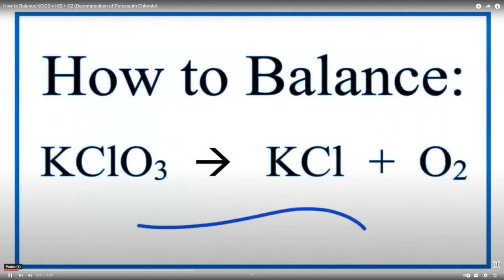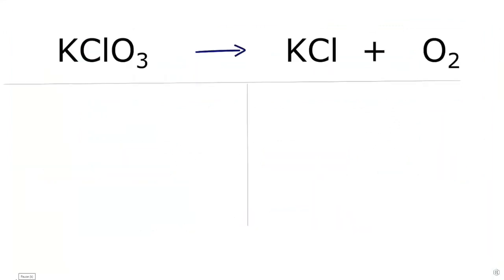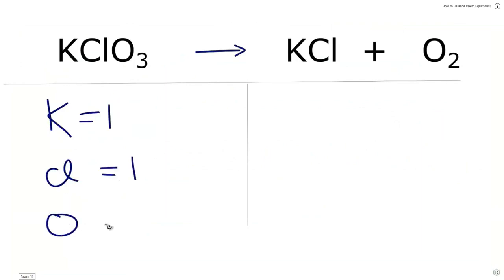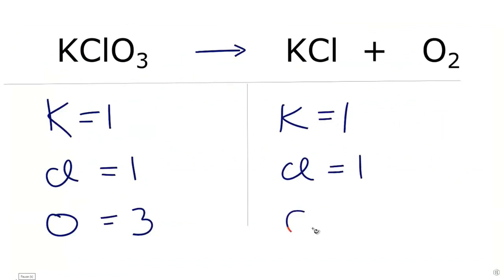KClO3 yields KCl plus O2. First, let's add up the atoms on both sides of the equation. On the reactant side, potassium, we have 1, chlorine, we have 1, and then oxygen, we have 3 of those. On the product side, potassium, we have 1, chlorine, we have 1, and oxygen, we have 2. So everything is balanced at this point except the oxygens.